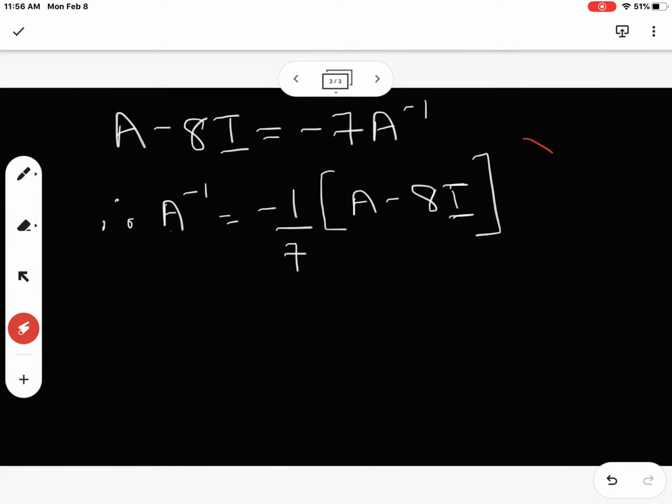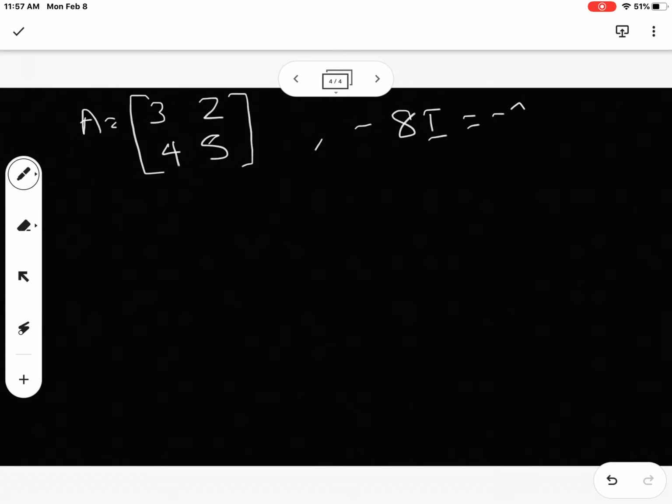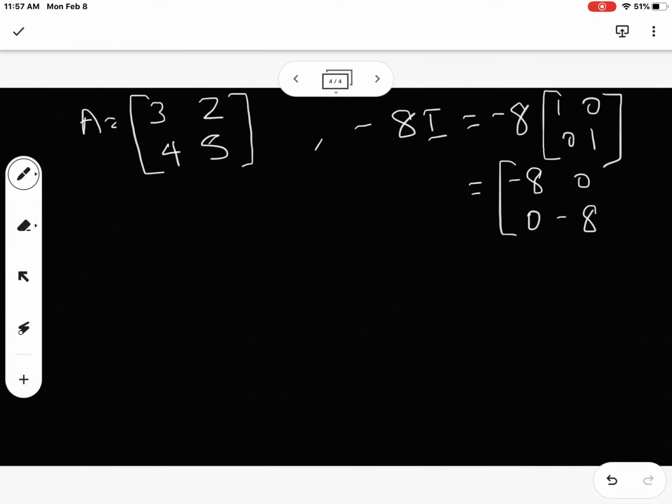Now we need to solve this further by inserting the values for the matrix A and find out the value for A inverse. So now let us write down, just to recap, the value for the matrix A, which is nothing but 3, 2, 4, 5, and your minus 8I is minus 8 times 1, 0, 0, 1, which becomes minus 8, 0, 0, minus 8.